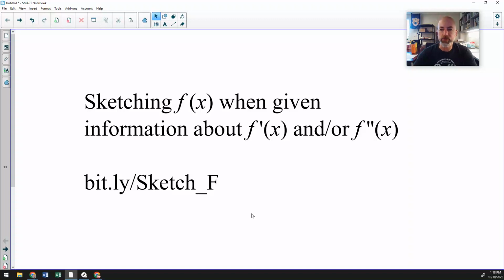Let's look at how to sketch a function f of x when you are given information about either the derivative and/or the second derivative.